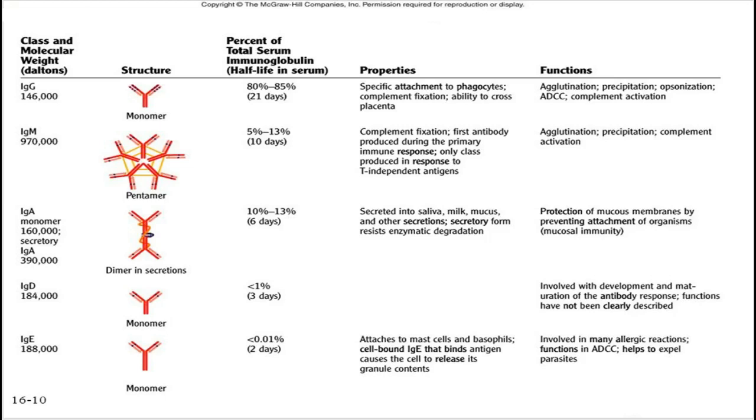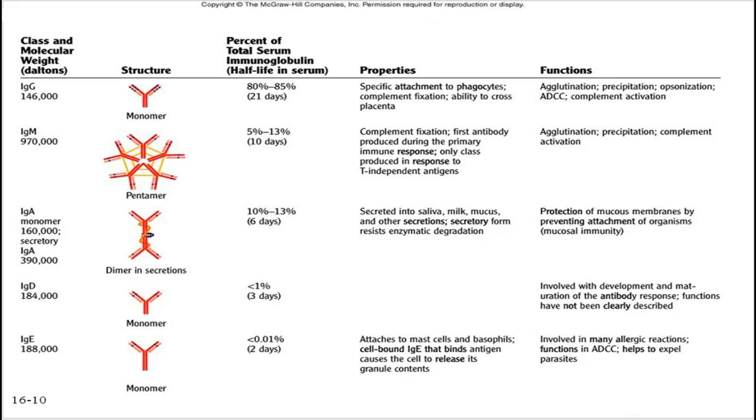You can also see here the percent of the total serum. So how long each one of these antibodies generally lasts in the serum, and then what percentage of antibody production is composed of each of these antibodies. And then you can see the properties of each as well as the functions.